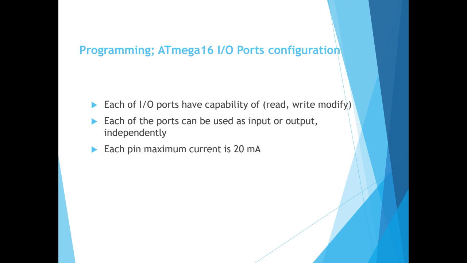We said that Atmega 16 or 32 includes 4 ports. The names of the ports are A, B, C, D. When I was talking about the architecture of Atmega 16 or 32, I explained them. And each of the ports includes how many pins? 8 pins. Very nice. Thank you, Hamza. And actually the maximum current of each pin is equal to 20 milliamperes.